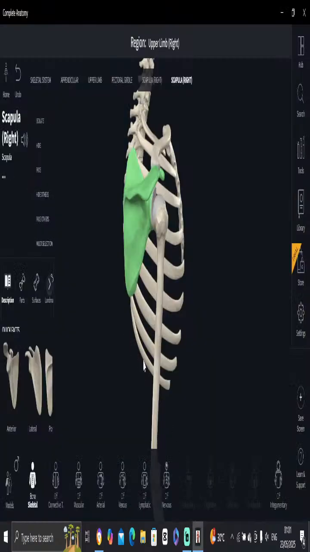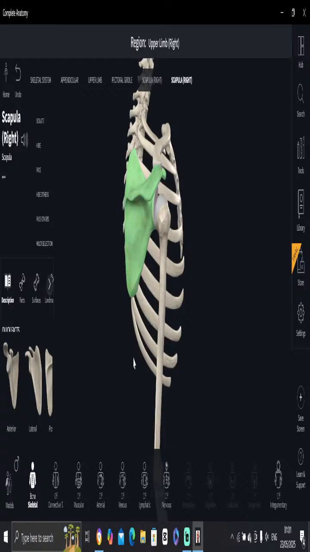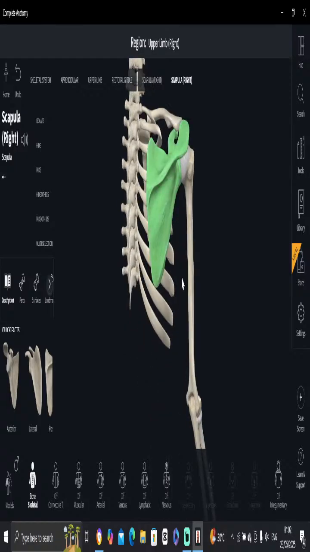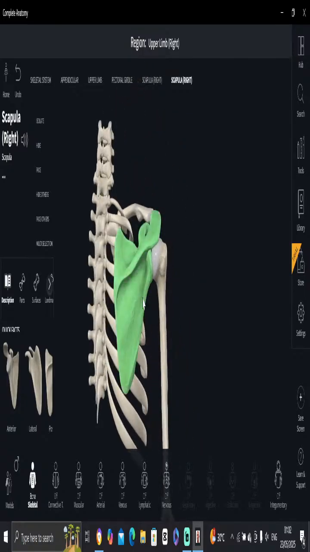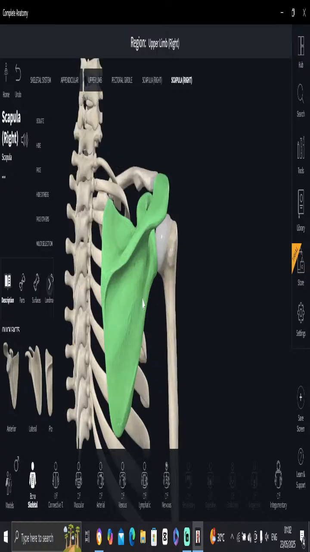So the scapula is the second bone that makes up the limb girdle, the upper limb girdle. The scapula is roughly triangular in cross section.